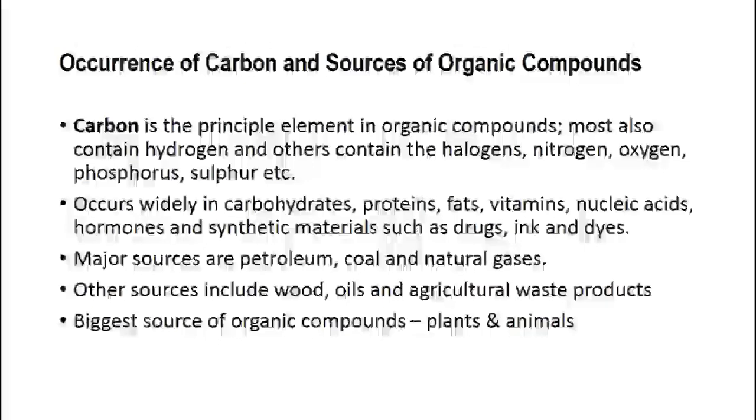So occur widely in carbohydrate, proteins, fat, vitamins, nucleic acid, hormones and synthetic materials such as drug, ink and dyes. Kwa hii carbon inaokaa kwenye carbohydrate mbalimbali, tutaziangalia pale, na proteins, fat, vitamins. The major source for carbon is called the petroleum, coal and natural gas. Hiyo ni major source. Lakini kuna source zingine ambazo carbon tunaweza kuipata kama woods, oil and agricultural waste products. Lakini the biggest source for carbon is plant and animal.